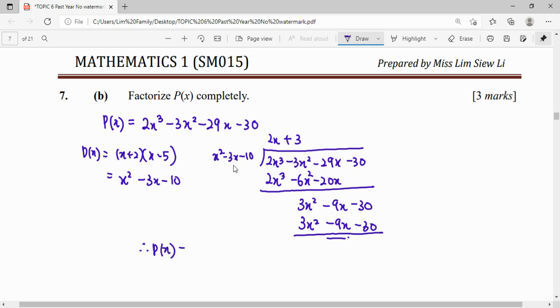Therefore, our polynomial will be equal to the factors x plus 2, x minus 5, and another factor is 2x plus 3, which is our quotient here. So this is how we do our long division to get another factor and write in factor form. So notice that a cubic will have 3 factors, 3 linear factors.